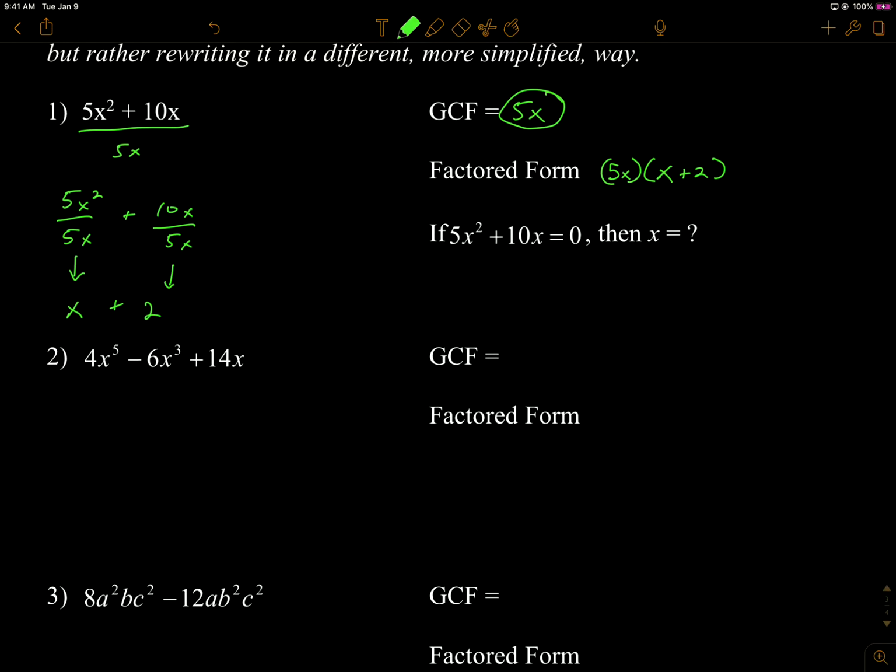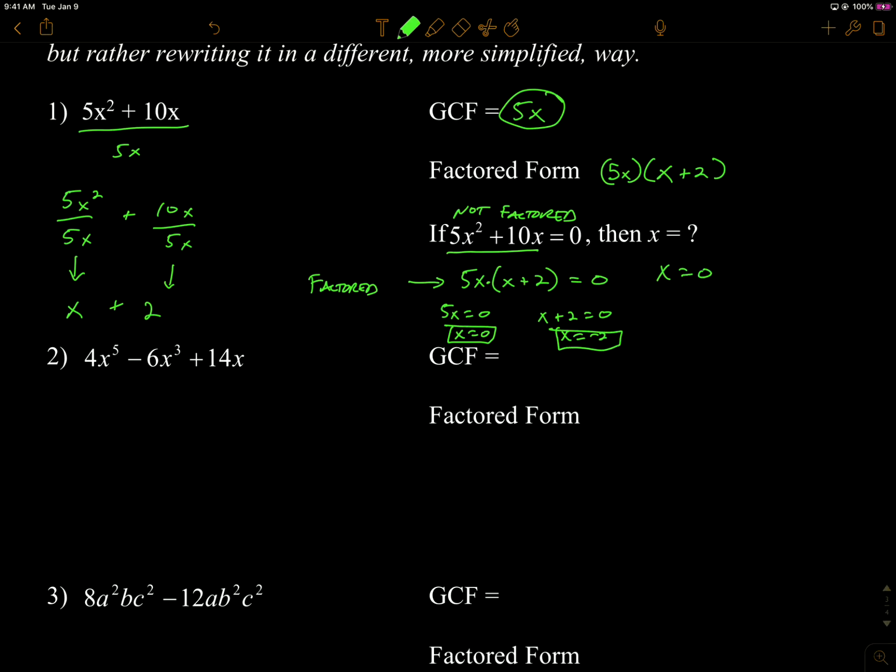So now I can use the zero product property. I can rewrite this side of the equation as 5x times x plus 2 equals 0. I took something that was not factored and turned it into factored, because now it's 5x times that thing. So now I know that if 5x equals 0 or x plus 2 equals 0, by the zero product property I get x equals 0 and x equals negative 2.